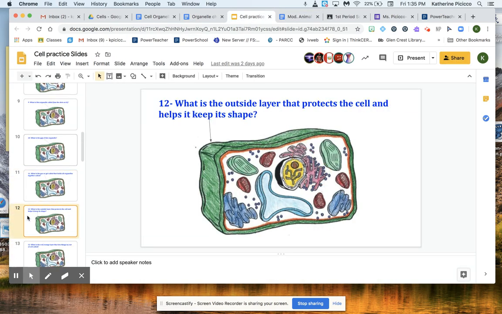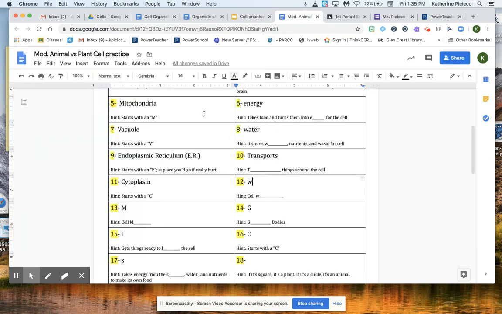What is the outside layer that protects the cell and helps keep its shape? So that would be this really green outside. And if you notice, it's really rigid and it looks kind of hard and thick. That is called the cell wall. Kind of tricky, but only the plant cell has this, okay? So this green structure around the cell protects it and helps give the cell its strong shape. That's called the cell wall, okay? So we're going to write that in. Cell, W for wall.